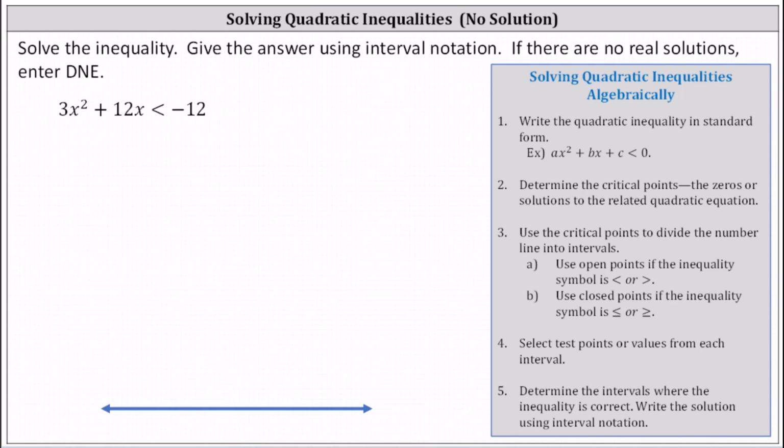Solve the quadratic inequality 3x squared plus 12x less than negative 12. Give the answer using interval notation. If there are no real solutions, enter DNE.